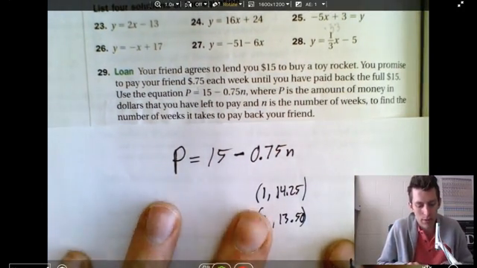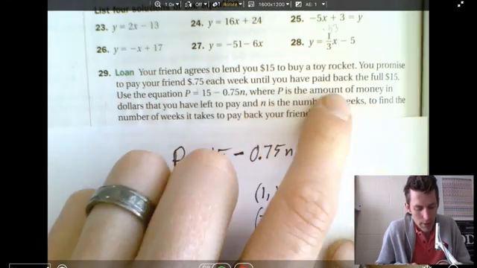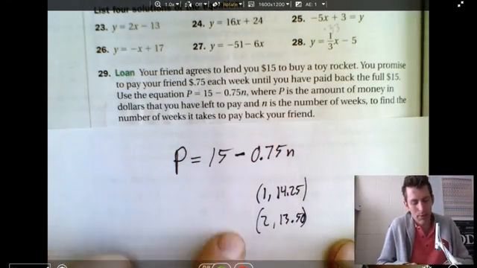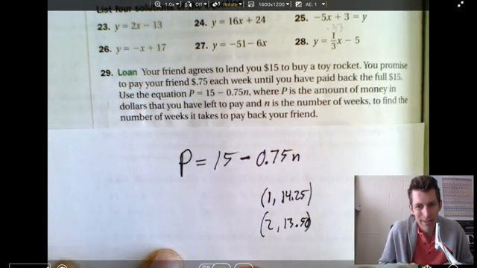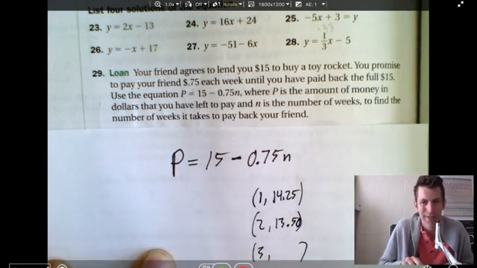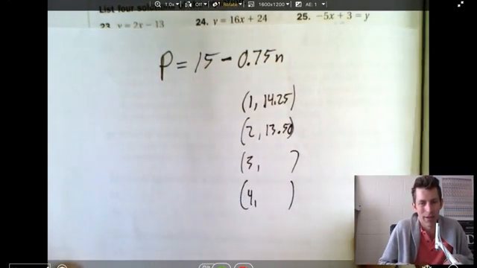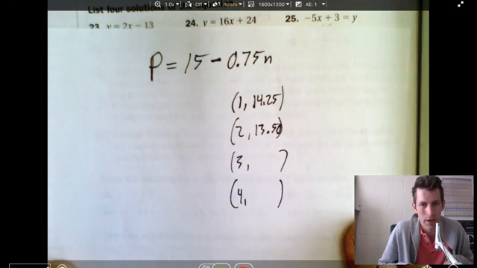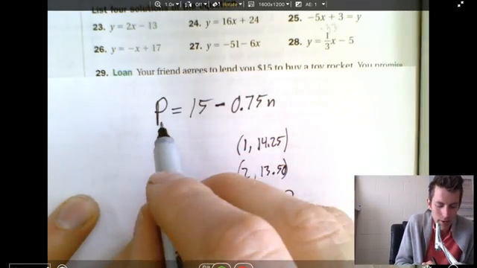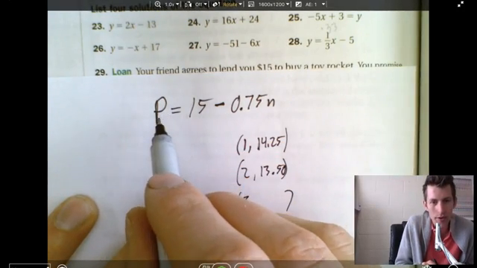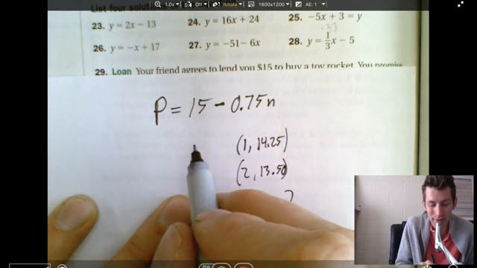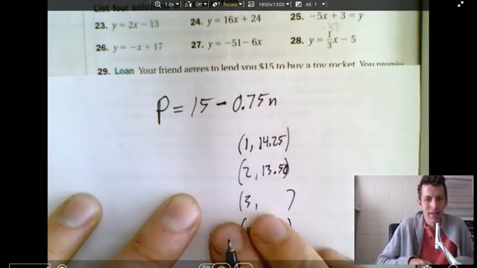So the problem says P is the amount of money in dollars you have left to pay, and N is the number of weeks. To find the number of weeks it takes to pay your friend. Well, class, should I just keep going? 3, figure it out. 4, figure it out. No, because that's going to take a long time and be trial and error, right? What we really want to know is when the amount I have to pay is 0. Because that means I totally paid it off, right? Use your brains here, okay?